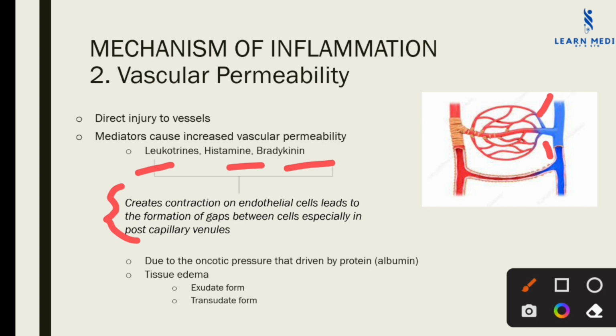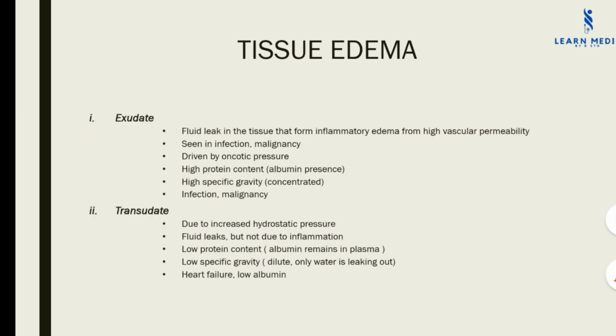This leads to the formation of gaps between the cells, especially in postcapillary venules. The vascular permeability increases, so oncotic pressure driven by protein, especially albumin, leads to tissue edema. Tissue edema occurs in two forms, exudate and transudate. This is the basic concept of how vascular permeability is increased in inflammation, due to contraction of endothelial cells that leads to gaps between the endothelial cells, which is stimulated by leukotrienes, histamine, and bradykinin. I am going to conclude my video by discussing this last topic, tissue edema.